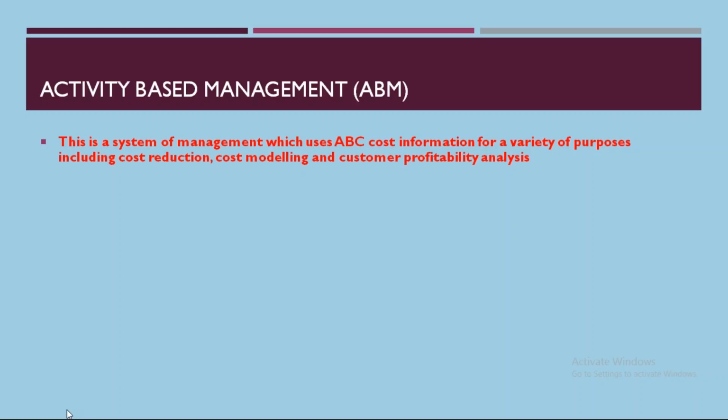In other words, we will be looking in a minute at things like value-adding activity and non-value-adding activity, and all that is coming from this activity-based management. So basically, it uses the ABC analysis information to take good decisions based on activity.